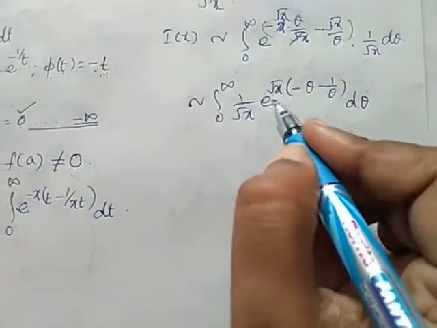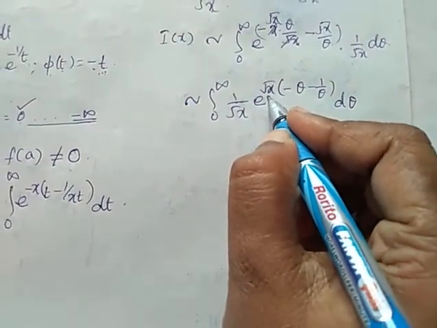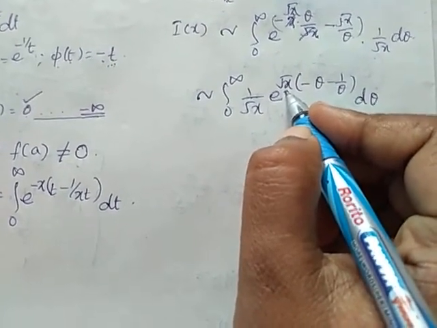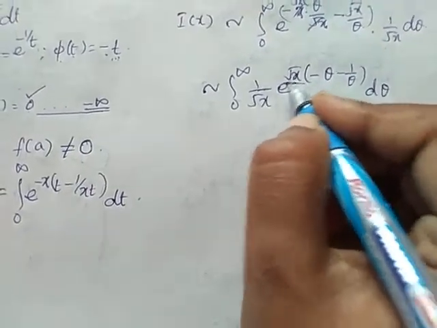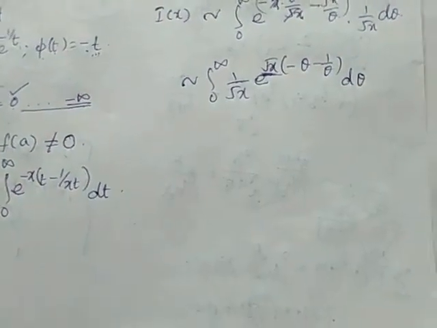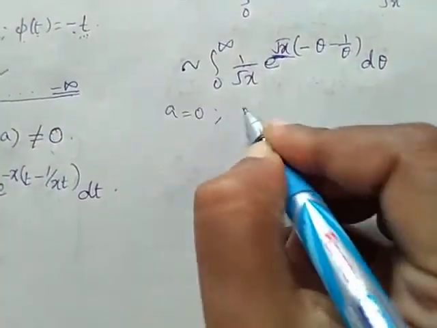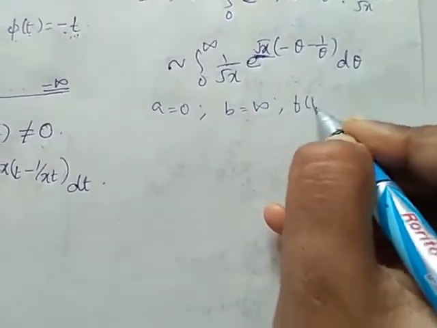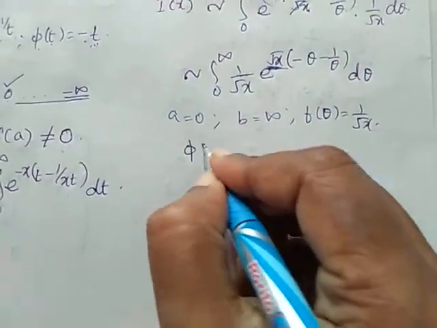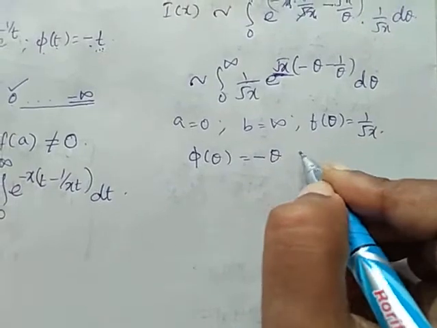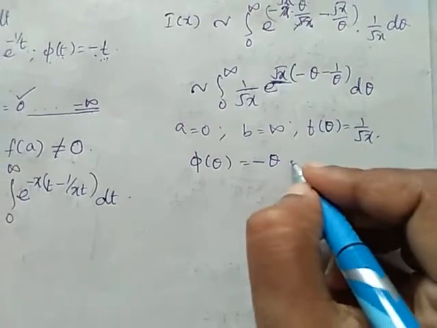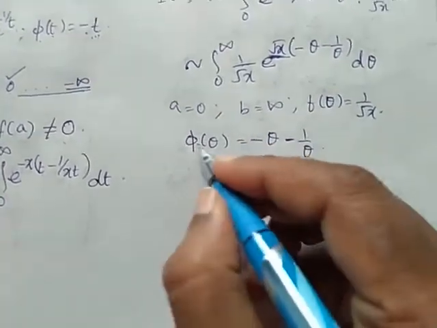Remember that in place of x, in the general form, we now have root x. So in the formula also, in place of x, it should be replaced with root x. Here the coefficient is not x, our coefficient is root x. So what is the value of a? a is 0, b is infinity, f of theta is 1 by root x, phi of theta is minus theta minus 1 by theta.